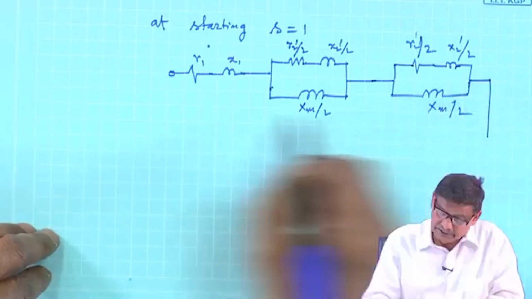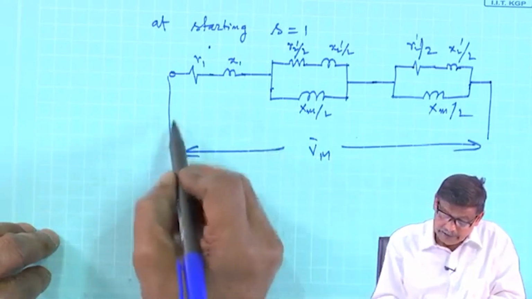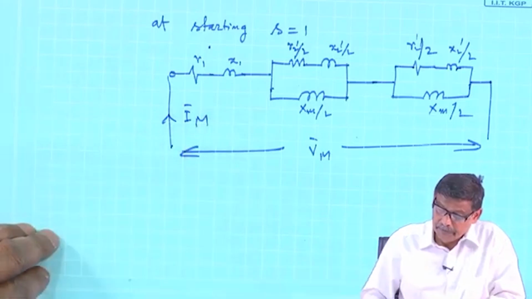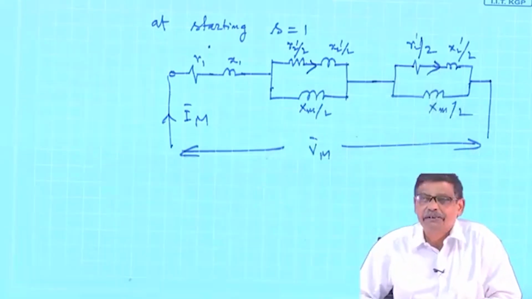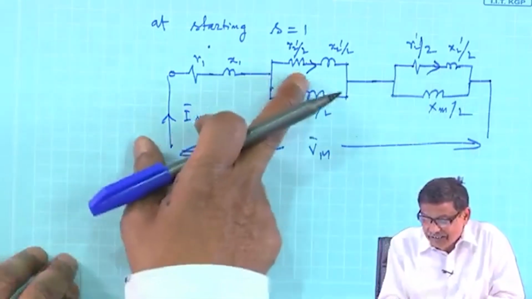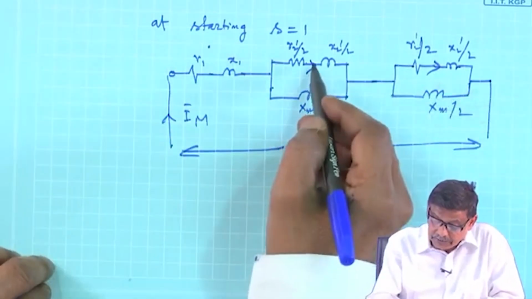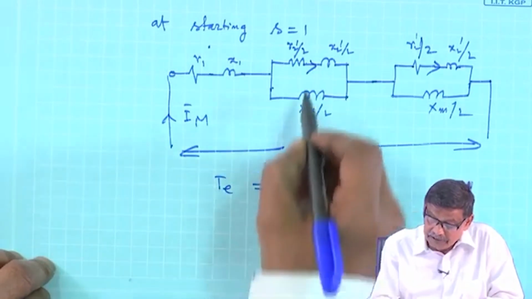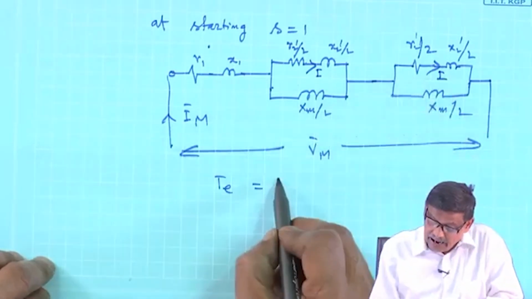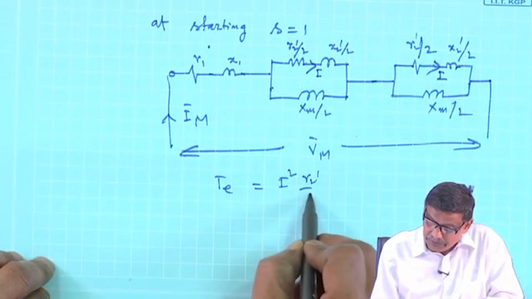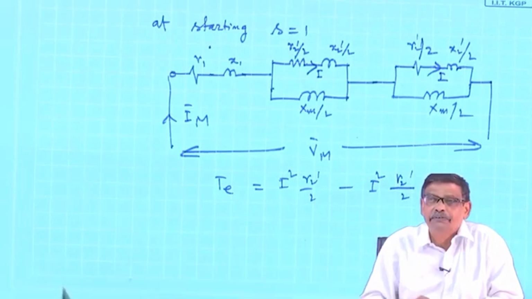Is not? This is the thing, this is Vm and this is I bar m. Do you think this current and this current will be different? No, this current, the way it divides, because these impedances are all same. Therefore, during this time torque will be this current, if I say I, this current will be also I, and I square into R2 dashed by 2 minus I square into R2 dashed by 2, that will be 0.